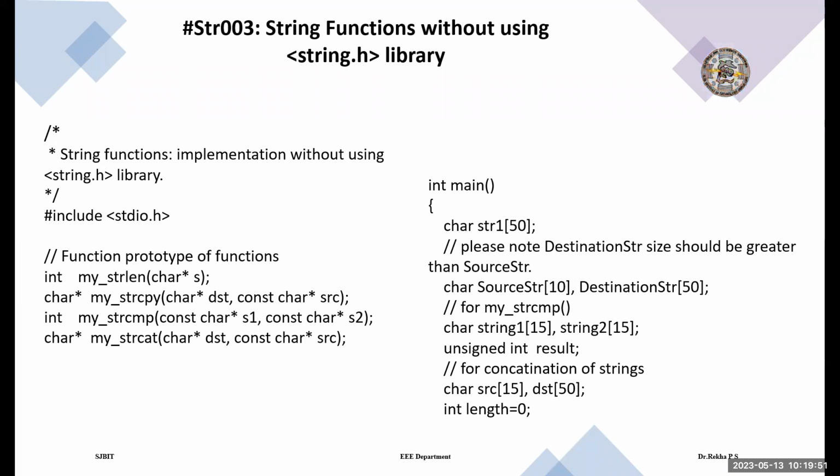Now we have to compare. How do you compare? We will see that now. So for comparison, we are declaring two more variables, string 1 and string 2, and an integer variable called result. And for concatenation, I'm declaring two more strings, that is src and dst. Src means source, dst means destination. And I have declared one more variable called length and have initialized it to 0. It is of type integer.